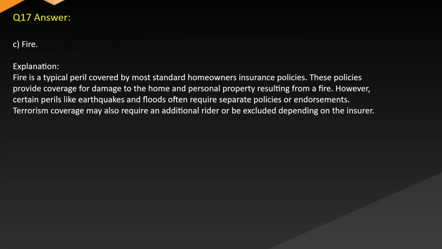Answer: C. Fire. Explanation: Fires are a typical peril covered by most standard homeowners insurance policies. These policies provide coverage for damage to the home and personal property resulting from a fire. However, certain perils like earthquakes and floods often require separate policies or endorsements. Terrorism coverage may also require an additional rider or be excluded depending on the insurer.